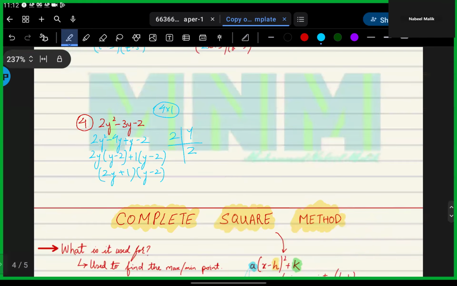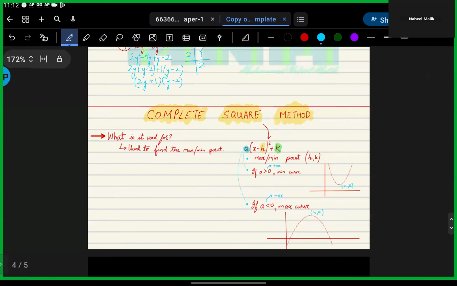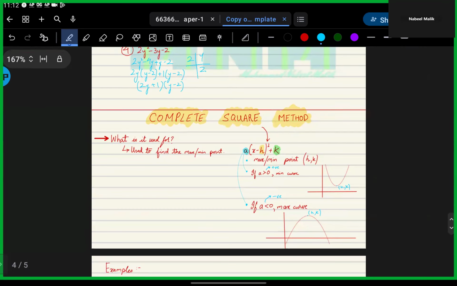All right. Now, another main concept we have to go through is the complete square method. Now, why do we use the complete square method? That's a question that many students can't answer, but I'll answer it for you.